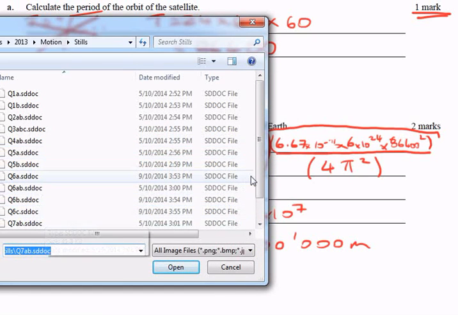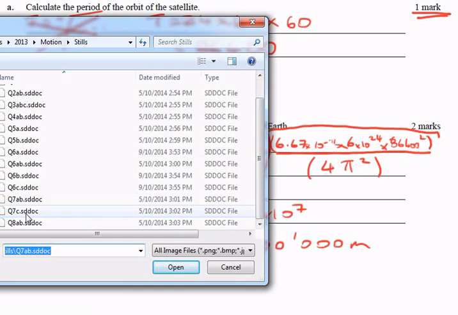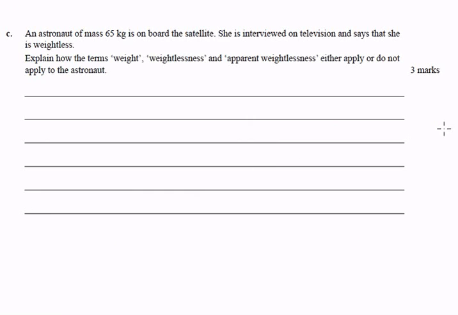And the last one in this set. An astronaut of mass 65 kg is on board the satellite. She's interviewed on television and says that she is weightless. Explain how the terms weight, weightlessness, and apparent weightlessness either apply or do not apply to the astronaut. So on your cheat sheet somewhere you might have definitions of what all these are. You've got to read the question very carefully, and it says, do they apply to her or do they not apply to her, and explain how.